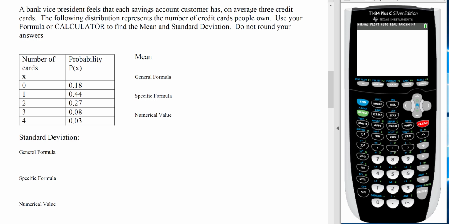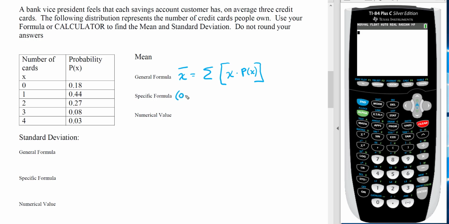The number of credit cards X, first one is 0 with a probability of 0.18, 1 with a probability of 0.44, 2 with a probability of 0.27, 3 with a probability of 0.08, 4 with a probability of 0.03. So this means that the probability of having exactly 2 credit cards is about 27%. In order to find the mean, we're going to use this formula. X bar equals the sum of the X values times the probabilities. That means we're going to take the number of credit cards X times their probabilities and add them together.